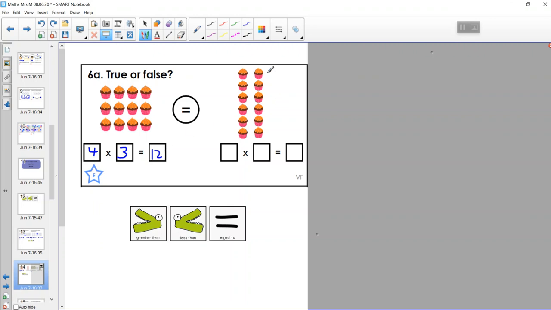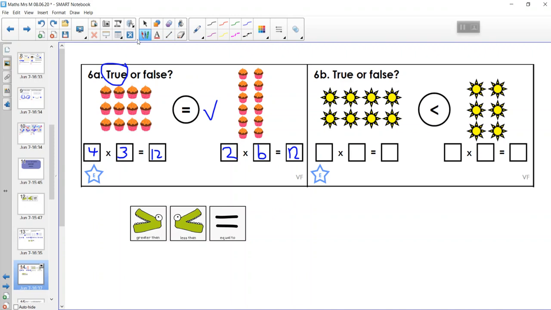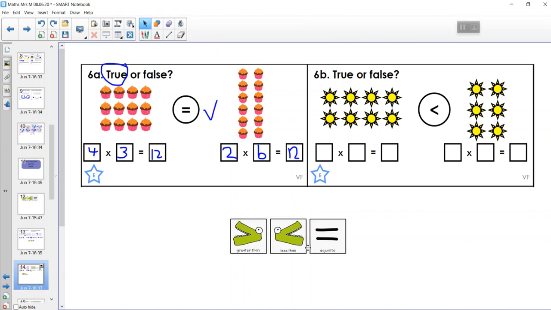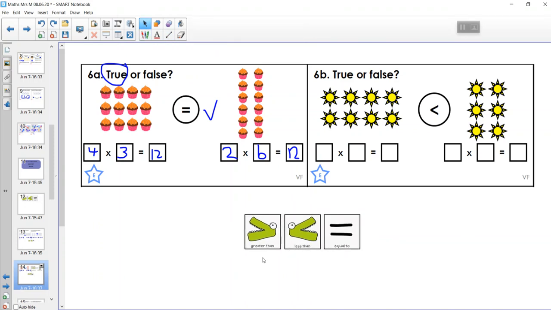I've got 2, how many times? 1, 2, 3, 4, 5, 6. I've got 2, 6 times. 2 times 6 is 12. So is this true? 4 times 3 is equal to 2 times 6. Yes, it is. It's true. Okay, so your turn. Pause the video and have a go.